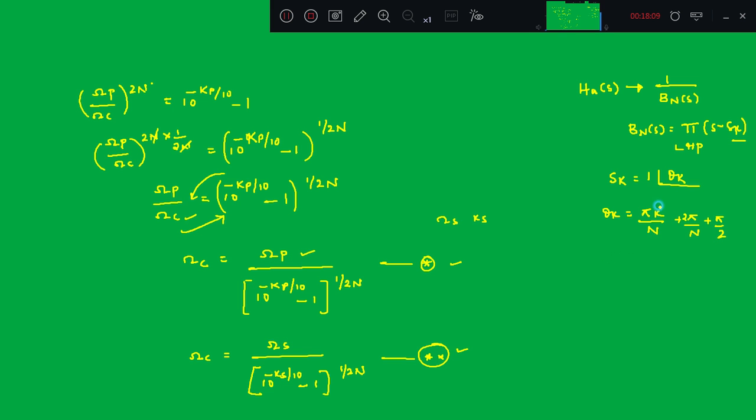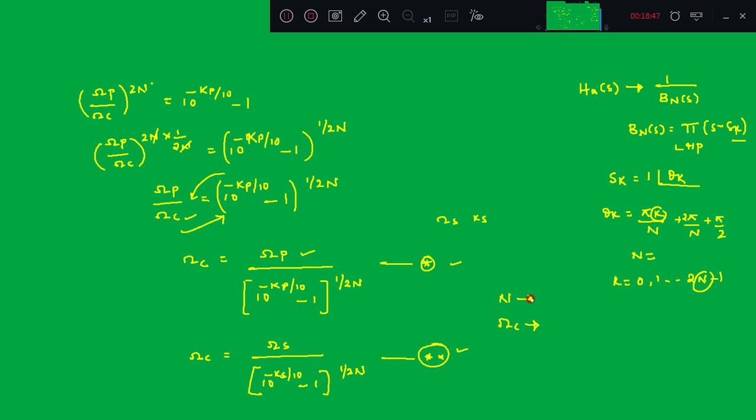Understood? Where we require n here as well as k here. So k depends upon 0, 1 up to 2n minus 1. So what we require is the order of the filter n, right? So that n is calculated by the equation which we derived in this video. Is that clear? So this is about the design of the low pass Butterworth filter, with the order of the filter n as well as the cutoff frequency omega c.